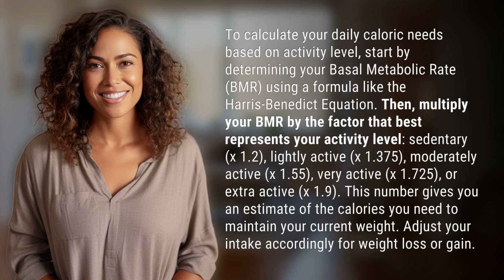Sedentary, by 1.2. Lightly active, by 1.375. Moderately active, by 1.55. Very active, by 1.725, or extra active, by 1.9. This number gives you an estimate of the calories you need to maintain your current weight. Adjust your intake accordingly for weight loss or gain.